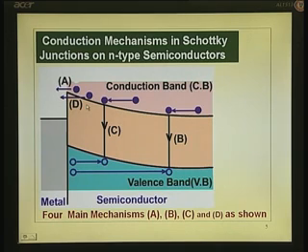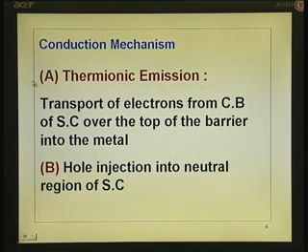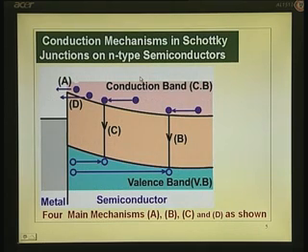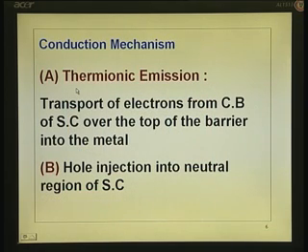From a semiconductor, there are different mechanisms. One that we have been talking of is the transport of electrons across the barrier. I have written that down here, that is the thermionic emission. The A that I am putting here is the transport of carriers across the barrier. Transport of electrons from the conduction band, Cb, of the semiconductor over the top of the barrier into the metal is called thermionic emission. That mechanism that we are talking about, whichever electron has energy above the barrier can cross.